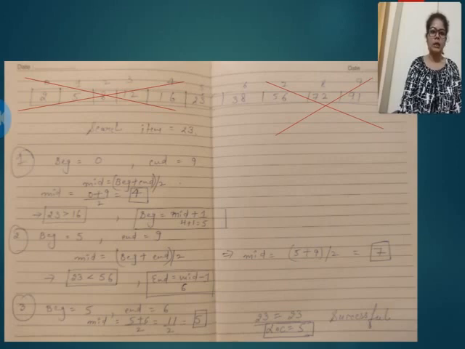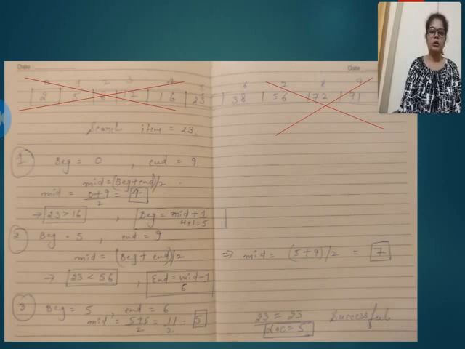When we discard the right portion of the list, we have to change the end of the list. The formula to calculate the end of the list, which I have written in the second step, is end is equal to mid minus 1. The mid in this step was 7. 7 minus 1 is equal to 6. So the new end is 6.